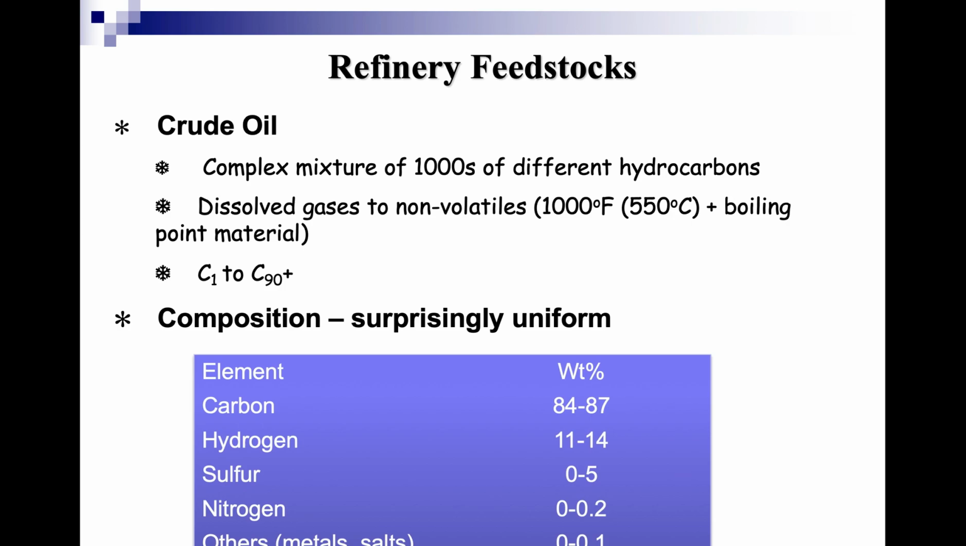Okay, what is crude oil? Crude oil is a complex mixture of tens of thousands of different hydrocarbons. It's very complicated and complex, all right? It includes dissolved gases to non-volatiles with a temperature of 1000 Fahrenheit, which equals 550 degrees C, and plus boiling point material with carbon of C1 to C90 plus. The composition of crude oil consists of carbon 84 to 87 percent, hydrogen 11 to 14, sulfur 0 to 5, and nitrogen 0 to 0.02, and others, which include metals and salts.